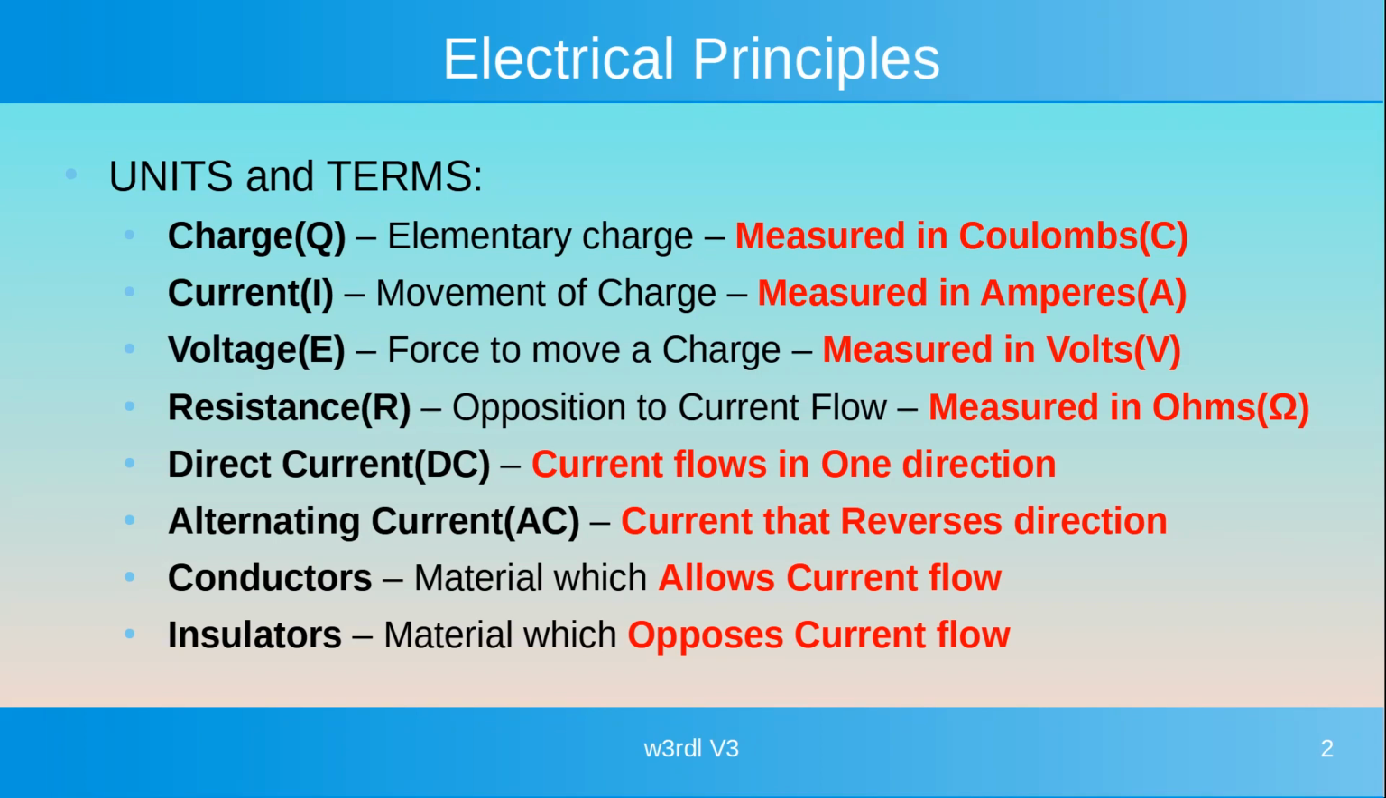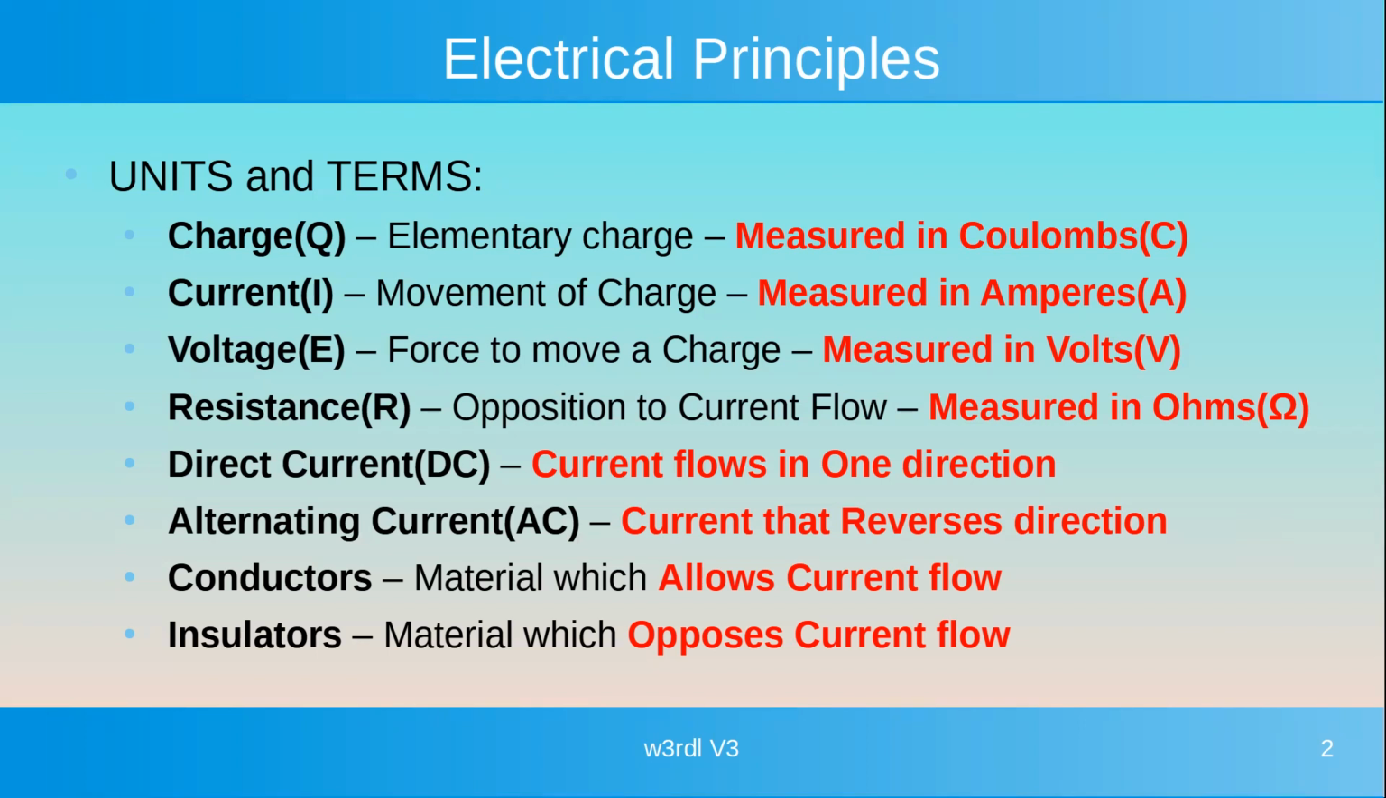We deal with current, and we use the letter I to represent current, and it's a measurement of the movement of charge. And we measure that in amperes, another French scientist. Then we have force or potential, and we call it electromotive force, which is why we use E to represent voltage. And we measure that in volts. This time it's named after a guy named Volta, and I don't remember what he was. He wasn't French.